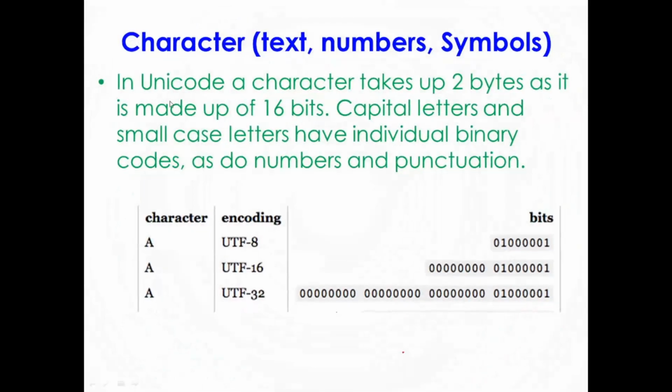We have another system that is used to represent characters inside the computer, and this is called Unicode. Unicode uses 2 bytes, that is 16 bits. So capital letters and small case letters have individual binary codes as 2 bytes, and so do punctuation, and we can represent the alphabets from other languages as well.